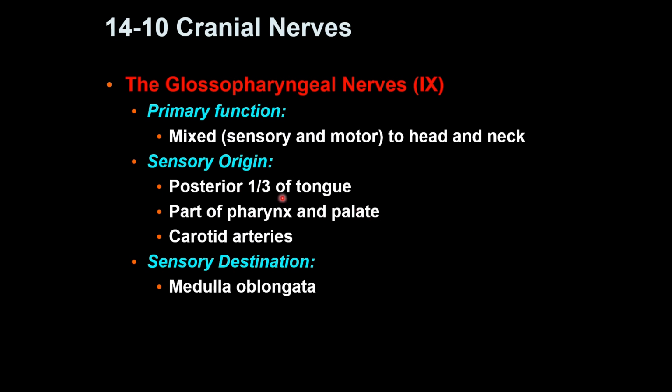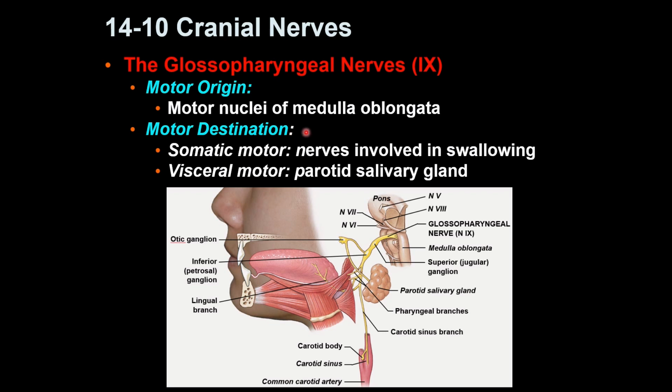The motor starts from the medulla oblongata. It can go to the stylopharyngeus muscle, a small muscle that is important for swallowing, and the other one is for the parotid gland, which is a type of salivary gland. This is the one that I told you about: all glands in the face are supplied by cranial nerve 7 except one, and that one is this one. So the parotid gland is a salivary gland supplied by cranial nerve 9, but all other glands in the face are supplied by cranial nerve 7.